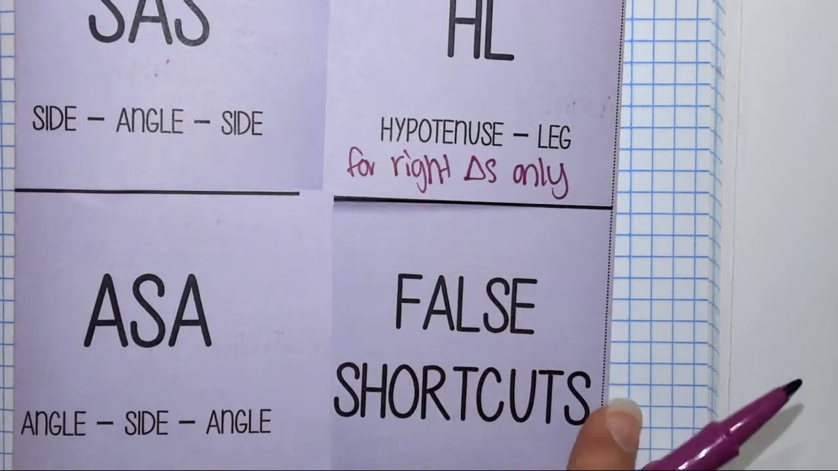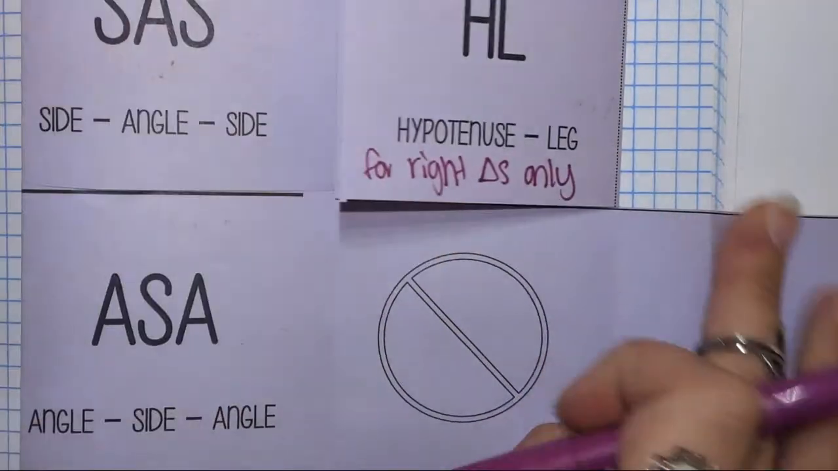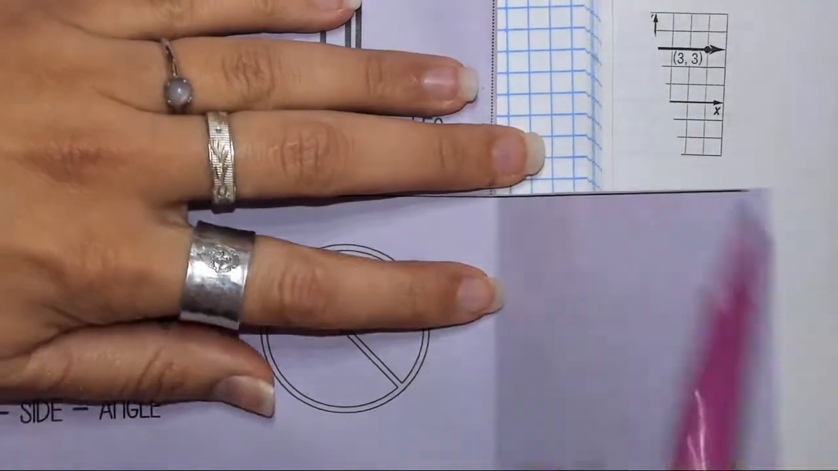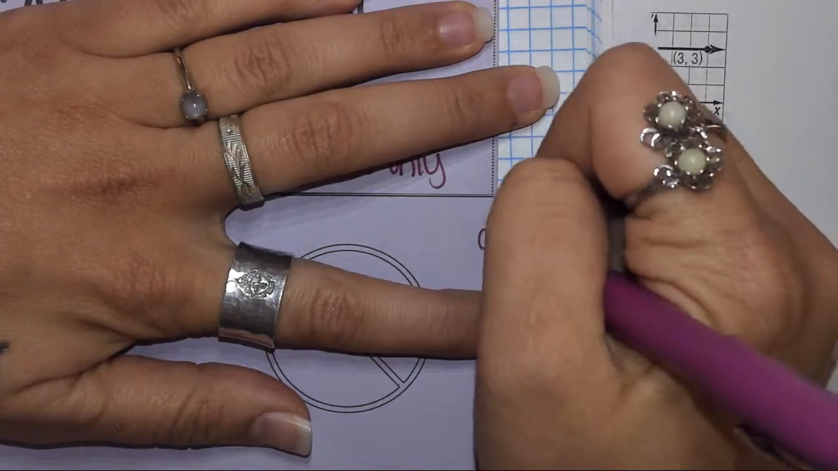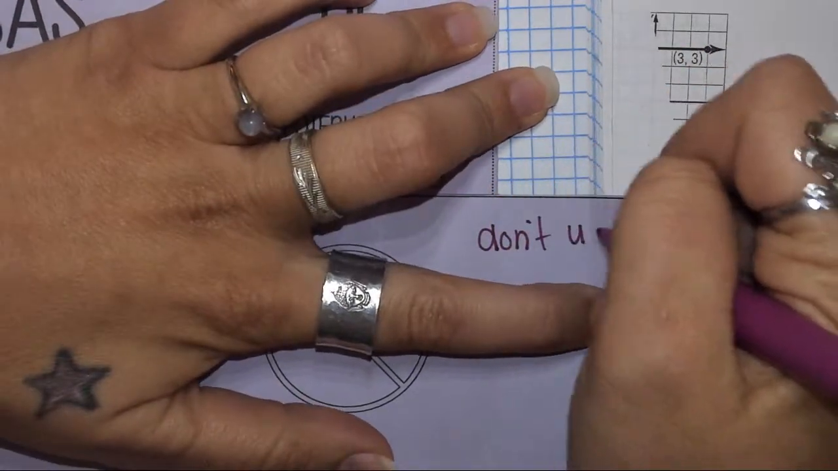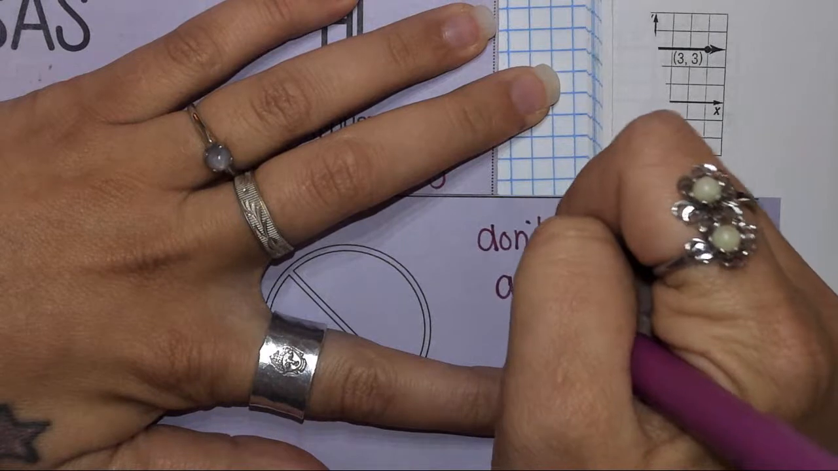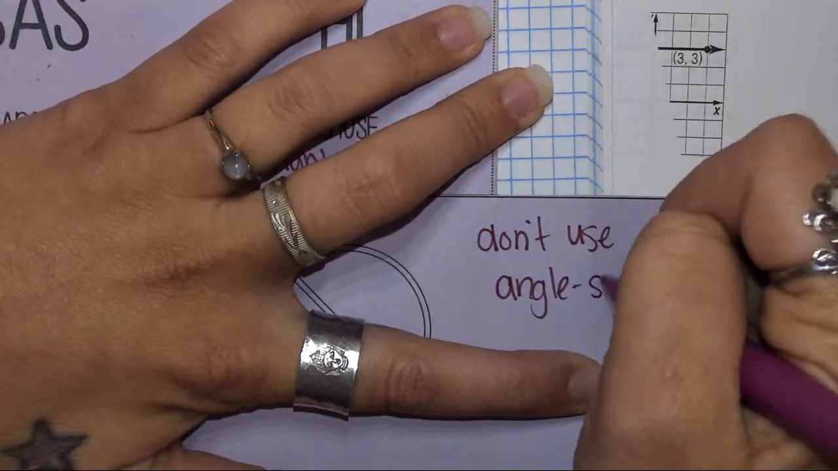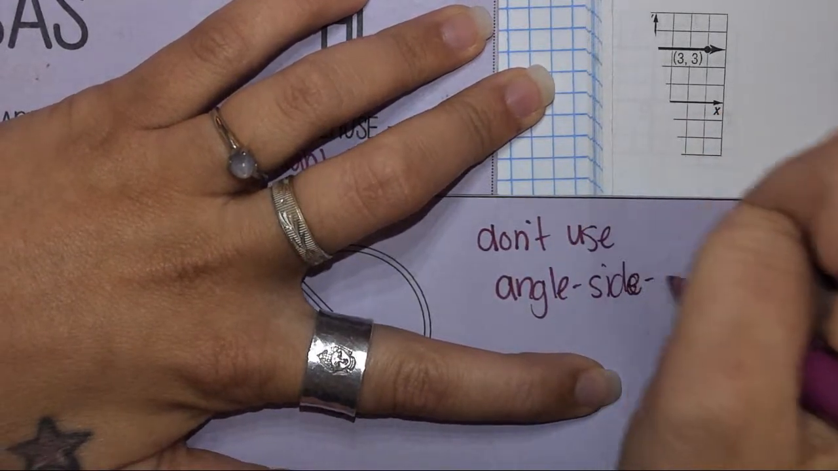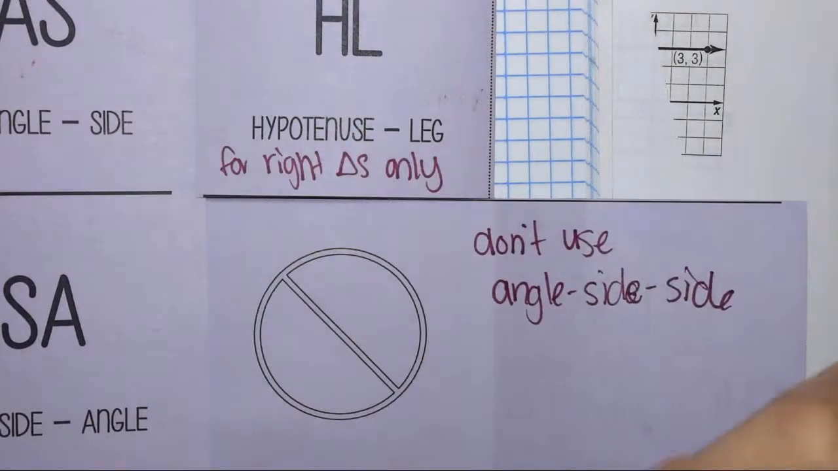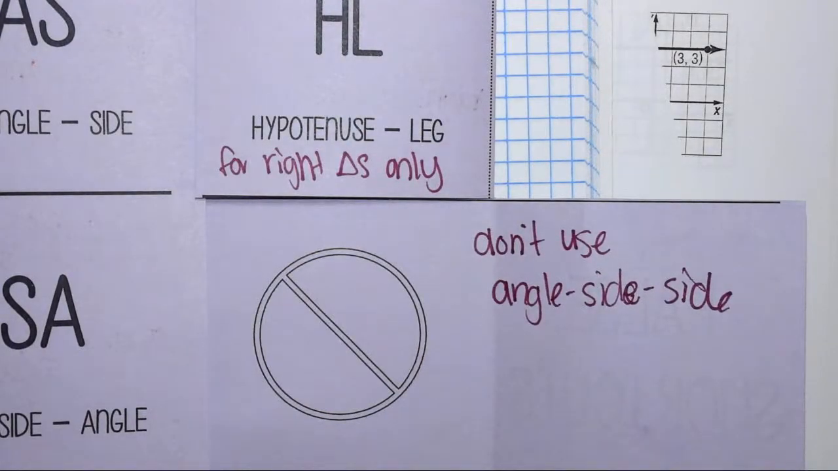Alright, false shortcuts. The ones that we can't use. Don't use angle, side, side. So do we use like the abbreviation for that? No, I don't want you to write that on your paper.